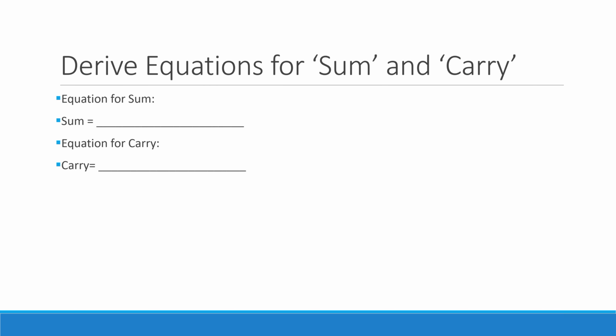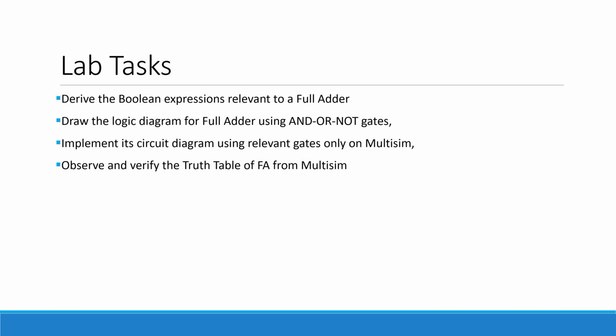So let's go back to our week's tasks. First you will write down the derived equations for sum and carry, and after that you will derive the Boolean expressions relevant to a full adder, just like I told you, and draw a logic diagram for the full adder using AND, OR, NOT, or any other relevant gates. Obviously you will be requiring an XOR gate in this as well. Implement its circuit diagram using relevant gates on Multisim, and observe and verify the truth table of the full adder from Multisim. And I hope that this lab is going to be pretty easy for you.